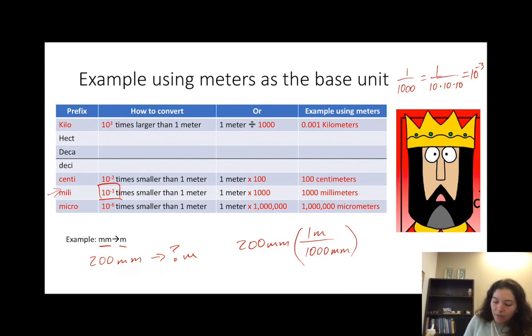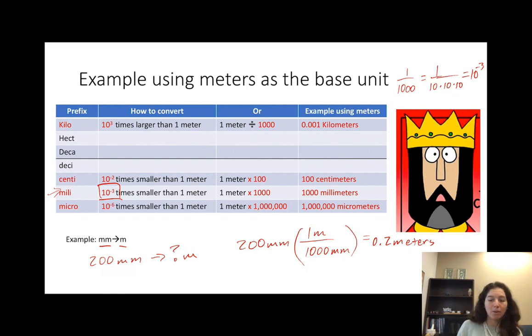So here, if we take that value and we put that in our calculator, what you're going to find is 200 divided by 1,000 is going to put you at 0.2 meters. So 200 millimeters is equivalent to 0.2 meters.